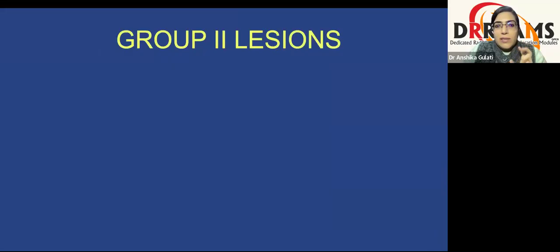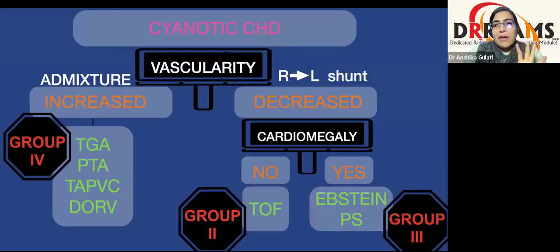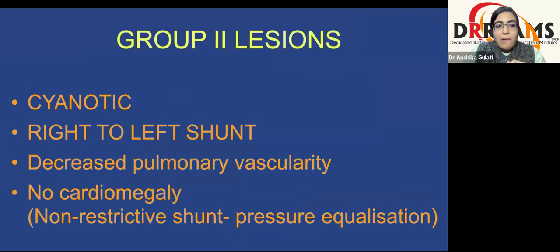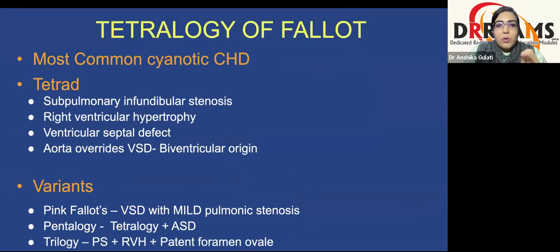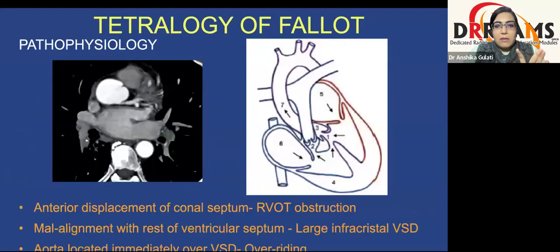Coming to group 2 lesions now. As we discussed, the cyanotic heart diseases are classified into group 2, 3 and 4. And in this group, the major disease entity is TOF, in which there will be cyanosis, decreased pulmonary vascularity because of a right to left shunt, and no cardiomegaly. So, cyanotic heart disease with right to left shunt, decreased pulmonary vascularity and no cardiomegaly. TOF is the most common cyanotic congenital heart disease, and we'll discuss the embryology.